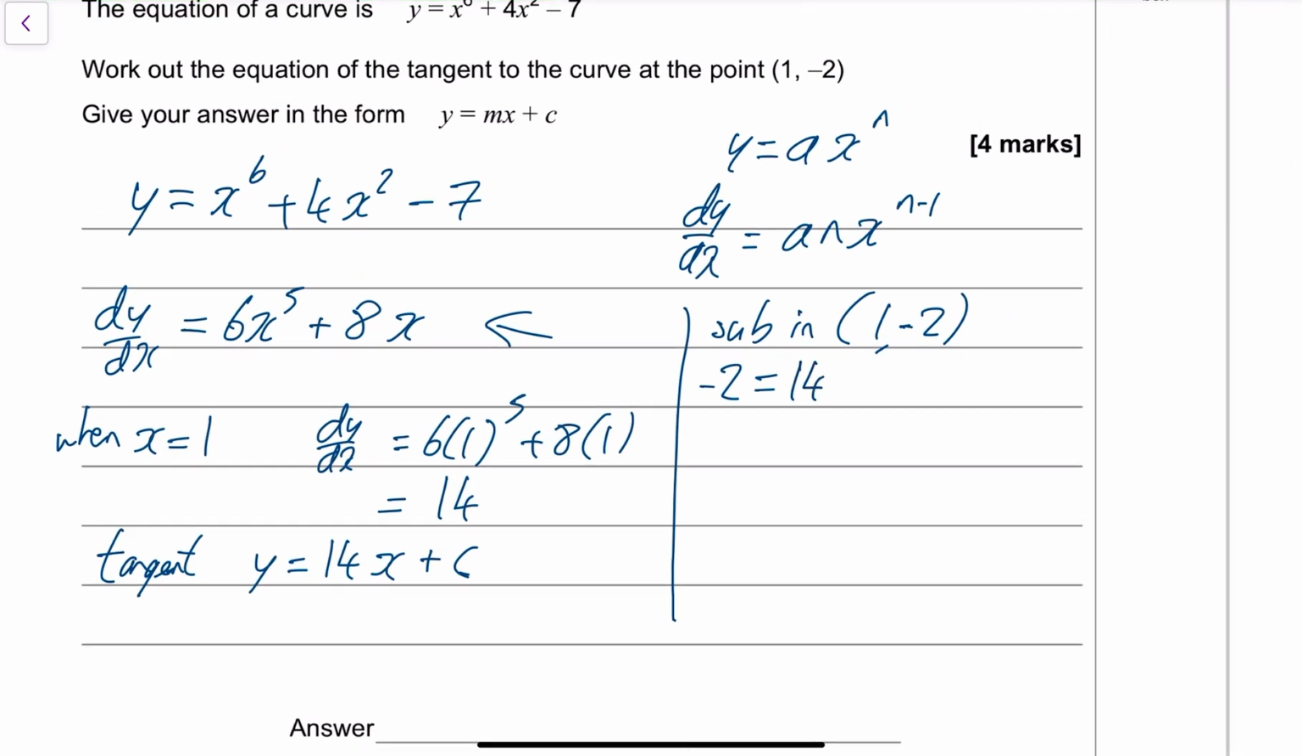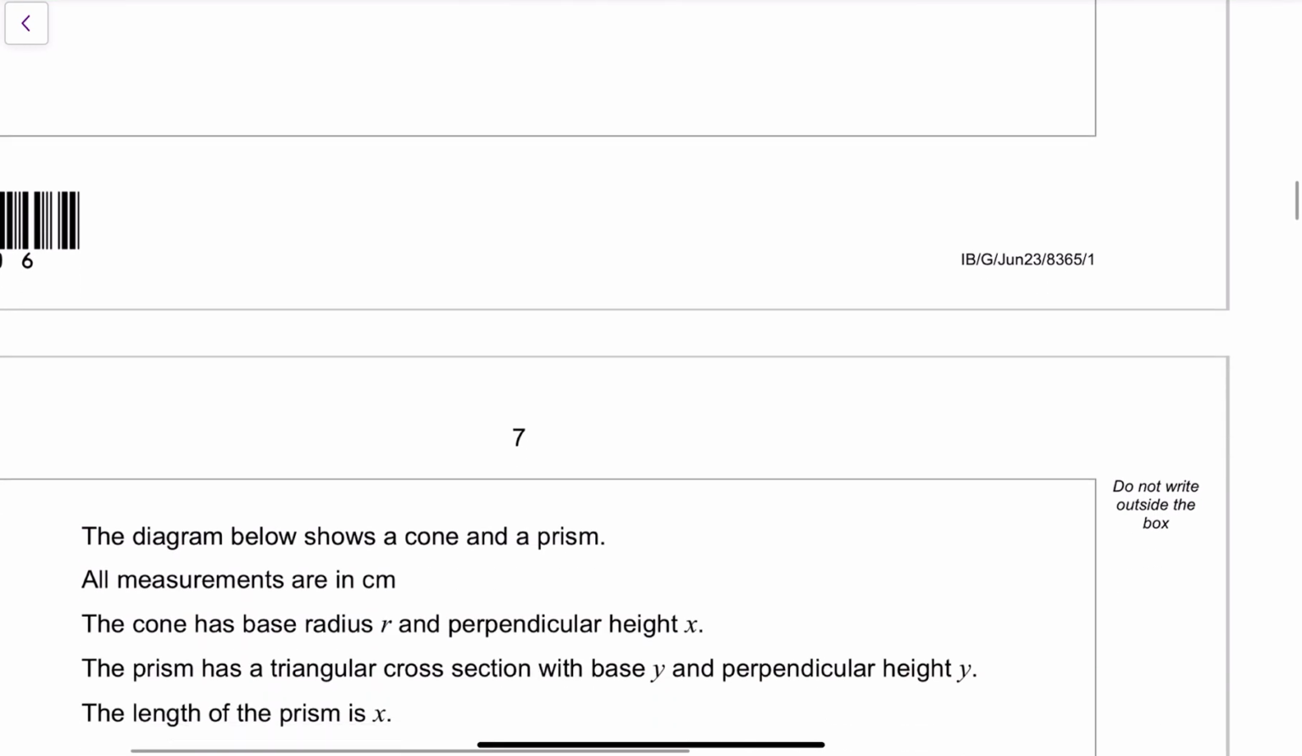So minus 2 is equal to 14 times 1 plus c. So that's minus 2 minus 14 is equal to c. So your c equals minus 16. And remember to give your answer as y equals 14x minus 16. Hopefully I've made no mistakes there. It's a lovely question.